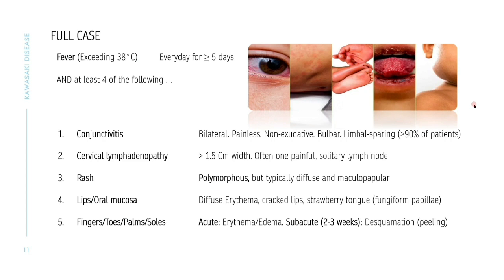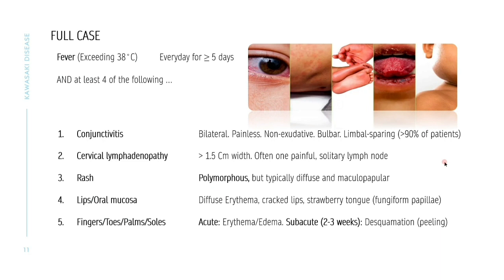Then there's the mucosal involvement. It also doesn't have to be that bad, really, but you can have just diffuse erythema of the oropharyngeal mucosa. You can have some cracked lips or bleeding. You can have strawberry tongue with its distinctive fungiform papillae.